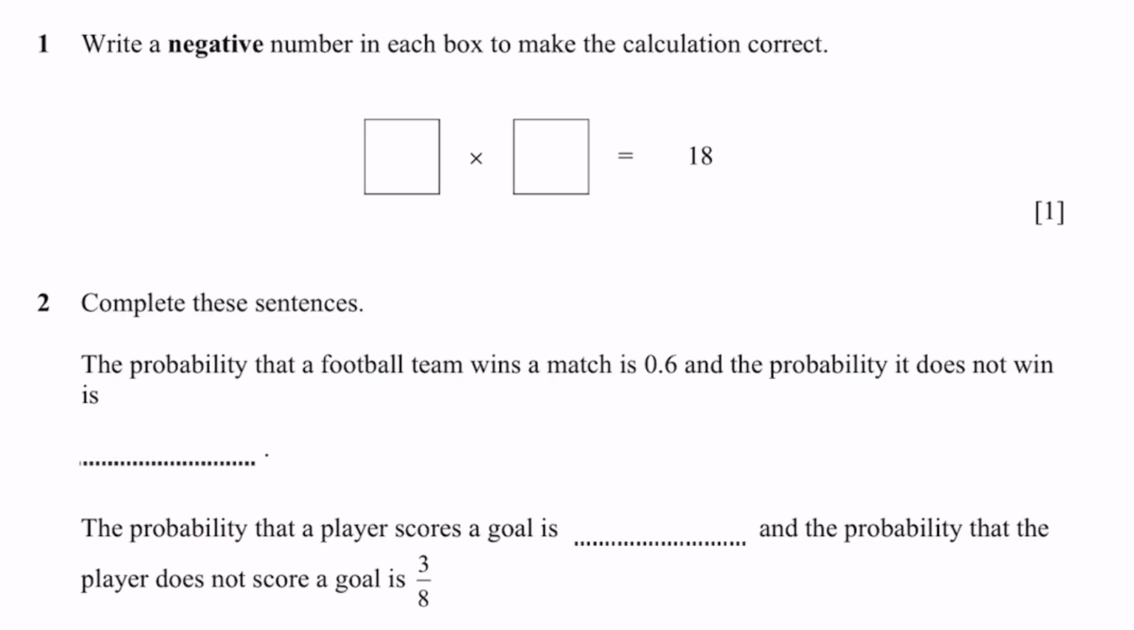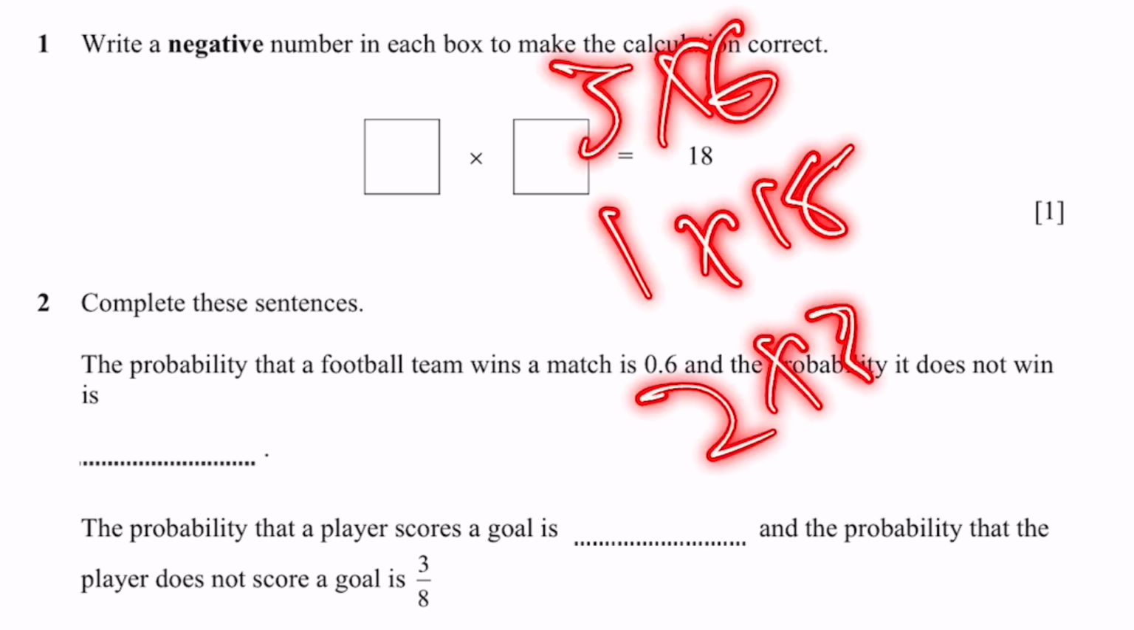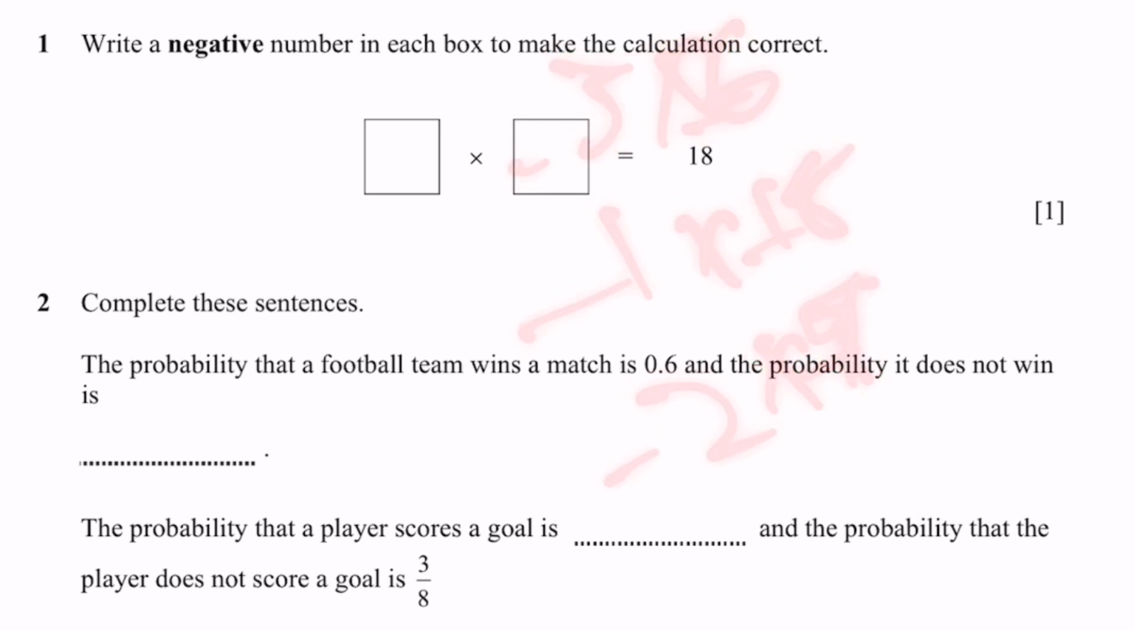Question 1. Write a negative number in each box to make the calculation correct. A negative number times a negative number can also equal a positive number. Therefore, we just have to find two positive numbers which multiply to this 18 and just convert them to negative. So we can say 3 into 6 is 18, 1 into 18, and 2 into 9. So now we just put a minus sign on each of these. You can write it in any order as well. So I will just write negative 3 into negative 6.